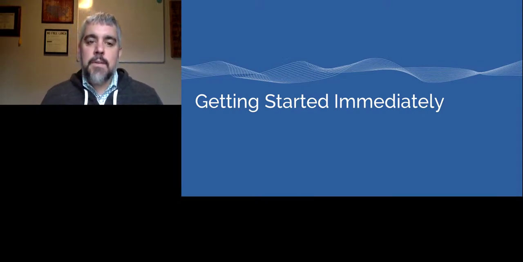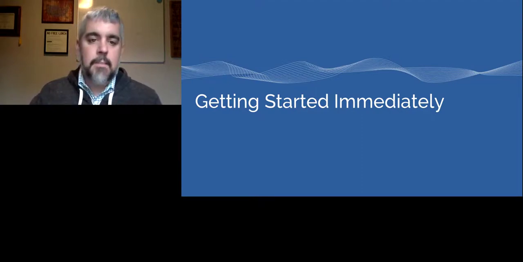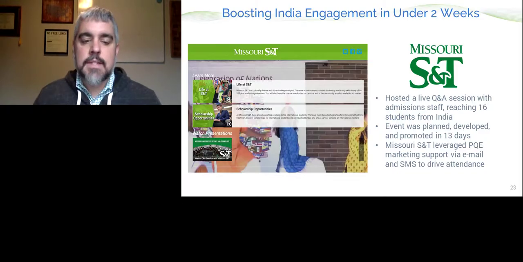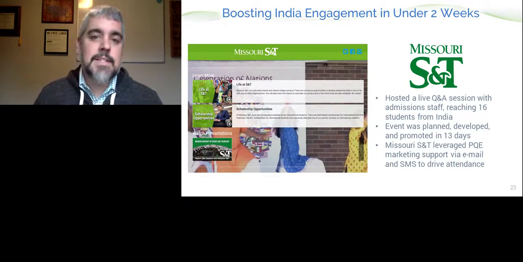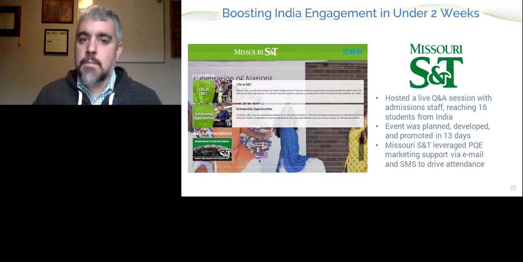Now, we've been through those five best practices. I want to give one example of how you can get started immediately with these types of programs. There can be a little bit of a feeling of overwhelming building out a platform, building out a promotion campaign, developing the content. I want to take a look at Missouri S&T. So Missouri S&T is a new partner for Platform Q Education. They signed on late in the enrollment process, but they wanted to make sure that they were boosting engagement, particularly with students in the India market.